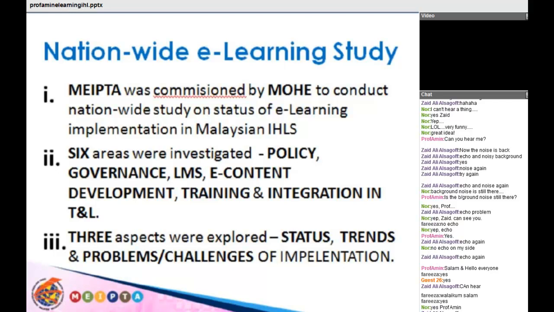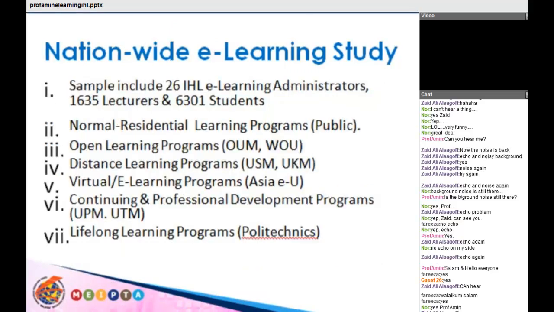We explored each aspect in terms of the status, the trends, and some of the problems and challenges of the implementation. I was hoping that some of these issues we have discovered will be very useful for those of you who are intending to implement e-learning in your institutions, or if you have already implemented, maybe some of these issues will be very helpful as a guide to improve the implementation.